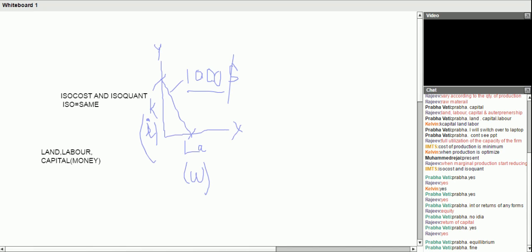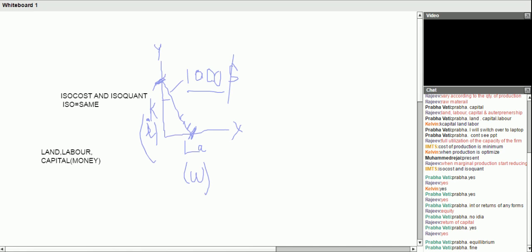rupees only, $1,000 only. At this point, if we talk about this extreme point, it is assumed that he is investing all the money on the capital, and at this point it is assumed that he is investing all the money on labor, that is wages. He is not taking the capital into consideration at this point. So whatever may be the case, it is a line which shows the equal amount of money that he's going to invest on the factors of production.